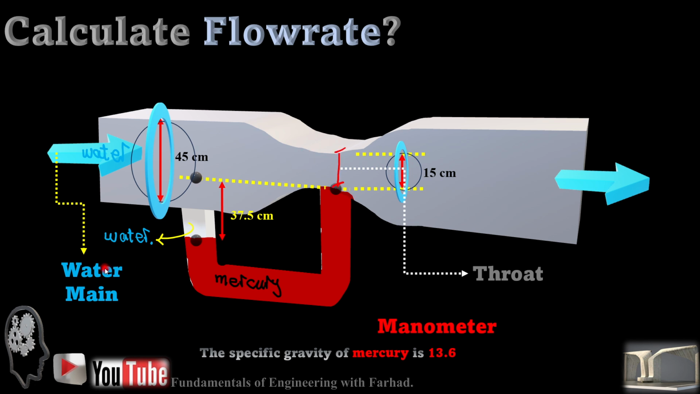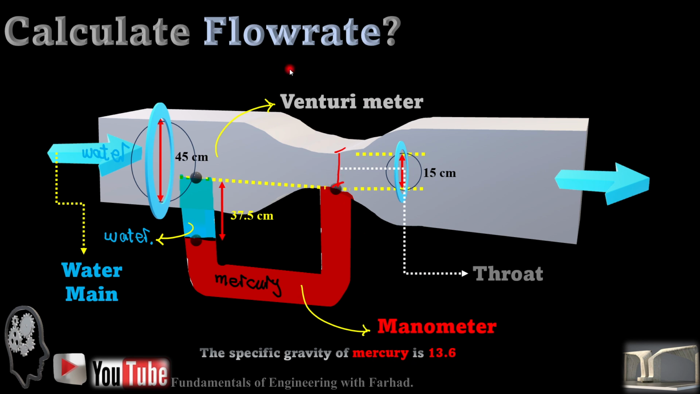Water enters the horizontal venturi meter through an entrance of 45 centimeters and moves forward until it reaches the throat, where the diameter decreases by one-third, from 45 centimeters to 15 centimeters. The venturi meter is connected to a differential manometer filled with water and mercury. The legs in mercury have a difference in height of 37.5 centimeters, and the specific gravity of mercury is 13.6.